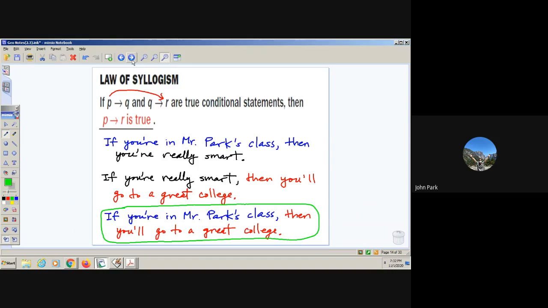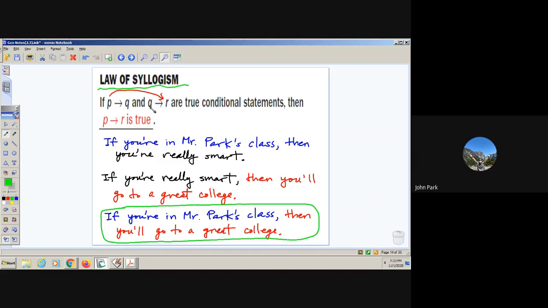Now, the second law is what's called the law of syllogism, which is different than the law of detachment. The law of syllogism is actually comparing three statements, three phrases. So we have if P, then Q, right? P implies Q. However, I give you another statement, starting from Q, implying R. So notice I'm going from P to Q, and then Q to R. So I'm comparing three things here, right?